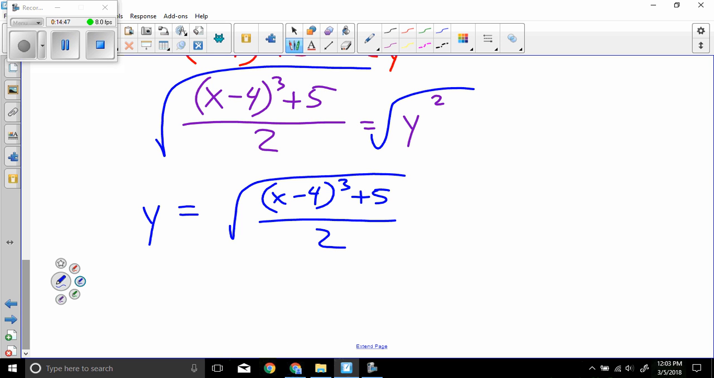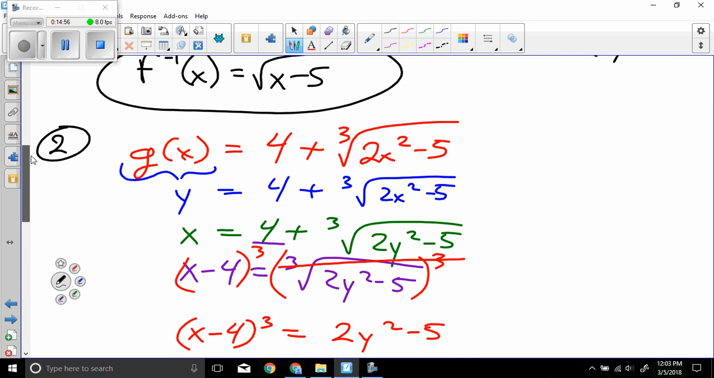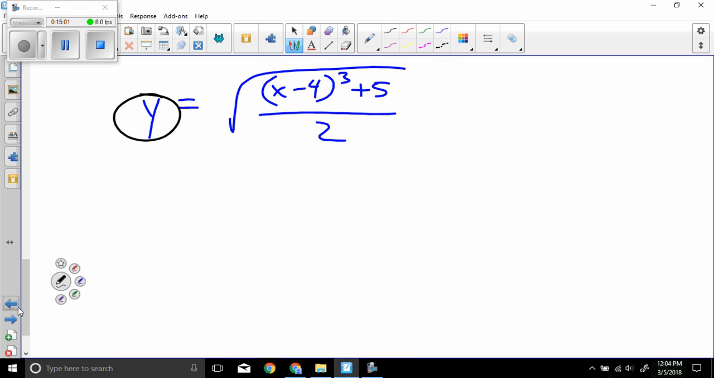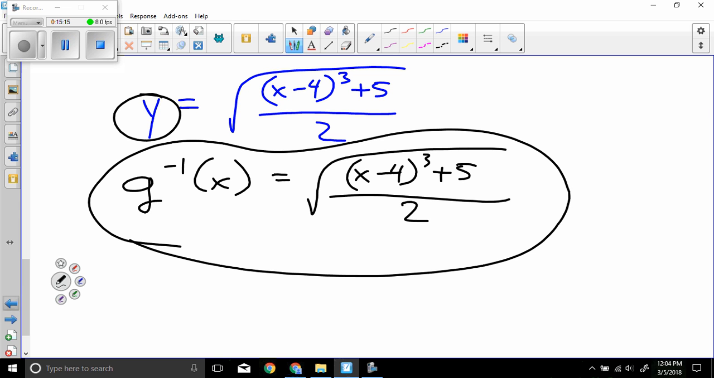And unfortunately, I'm not quite done, because I can't have this pesky y here. So I have to get rid of it. Well, what should I get rid of it with? The original equation up here was g. So that means this is the inverse of g, g inverse of x equals, and then I have x minus 4 cubed plus 5 all over 2. And there we have our answer. Those are going to be the only two problems that I show on how to actually calculate the inverse.